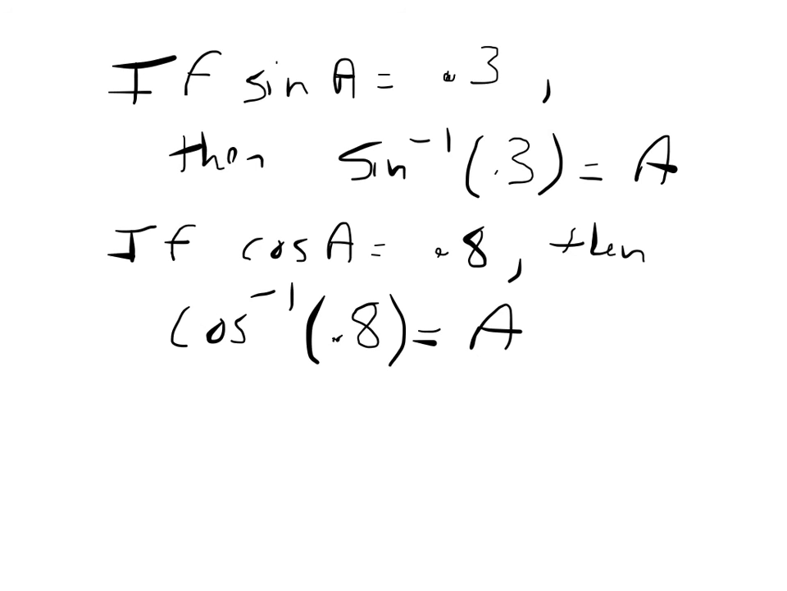Now, this tan inverse also, you should be wondering, does it work also for sine and cosine? And indeed it does. Suppose I've got sine of A is 0.3, then the sine inverse of 0.3 will be A, and suppose I've got cosine of A is 0.8, then the cosine inverse of 0.8 will be A degrees, the measure of A.